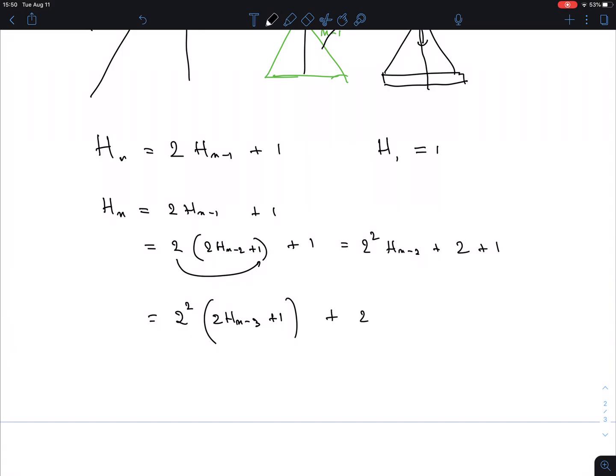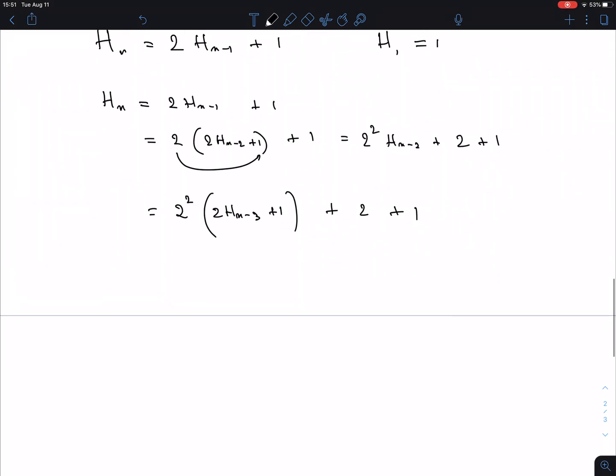And then I have the plus 2 and the plus 1 that I don't mess with yet. Why? You see now. Look, if I expand this, I get 2 squared times 2, that's 2 to the power 3, h(n-3), plus 2 squared, plus 2, plus 1. Let's do one more step.